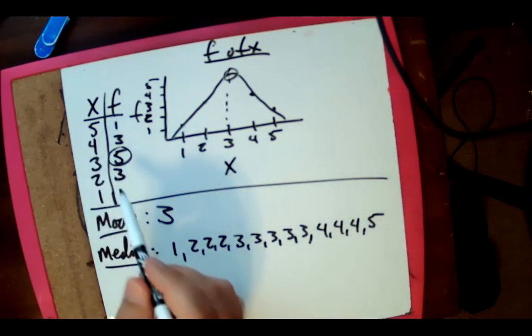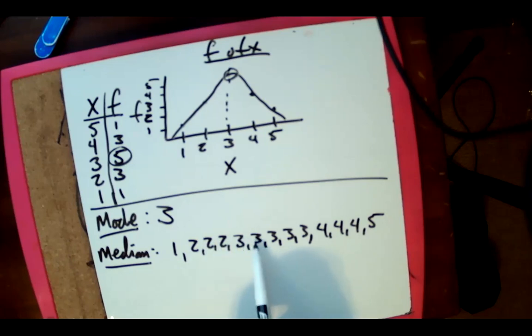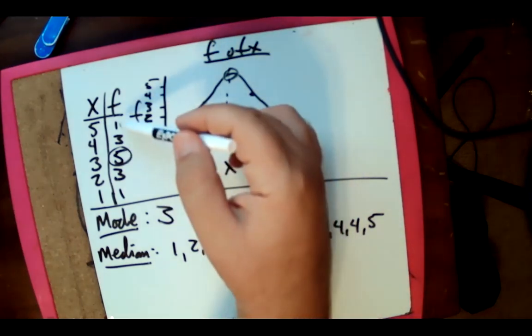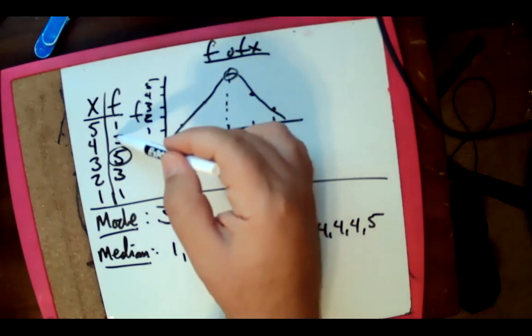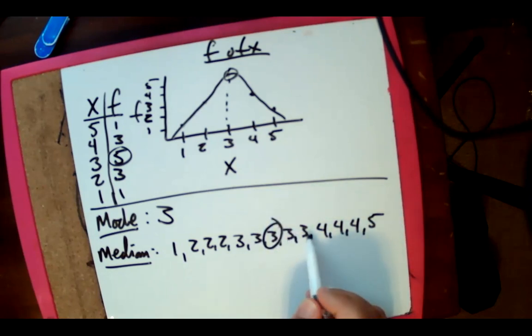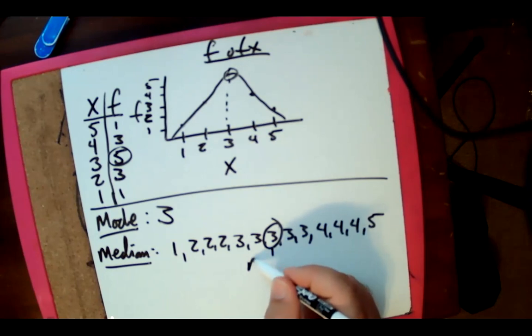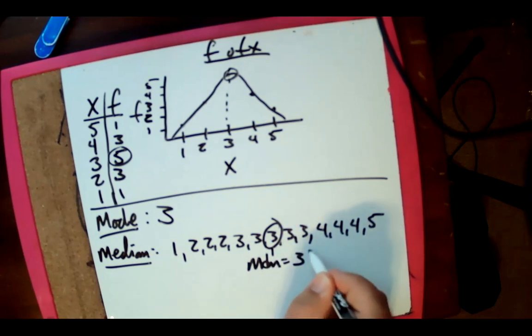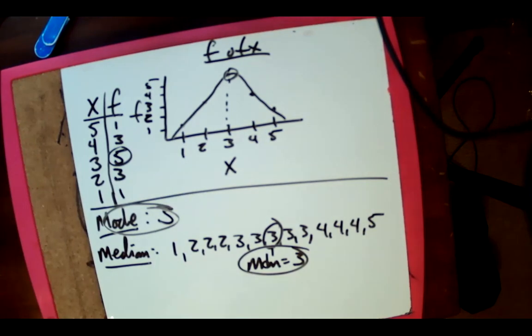Okay, now how many numbers total do we have? 1, 2, 3, 4, 5, 6, 7, 8, 9, 10, 11, 12, 13 numbers total. You can double check that by adding up the frequencies: 5, 6, 7, 8, 9, 10, 11, 12, 13. Cool. So I'm going to have one number in the center, and 6 on either side of it to find the middle position. 1, 2, 3, 4, 5, 6. Circle. 1, 2, 3, 4, 5, 6. So here's my median. My median equals 3. My mode equals 3.